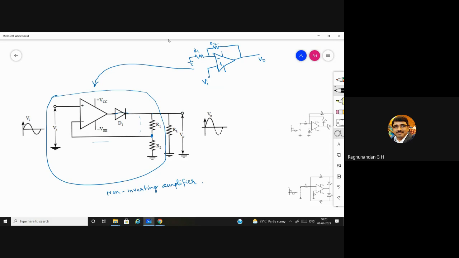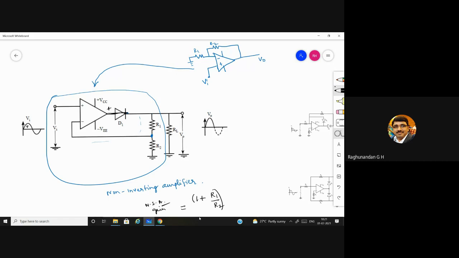So from this we understand we can have a gain of 1 plus R1 by R2. This is the gain formula for the non-inverting amplifier. Whenever an input signal is given, the positive half cycle is given to the non-inverting terminal, during that time the output will be positive. When the output is positive, the diode will get forward biased.